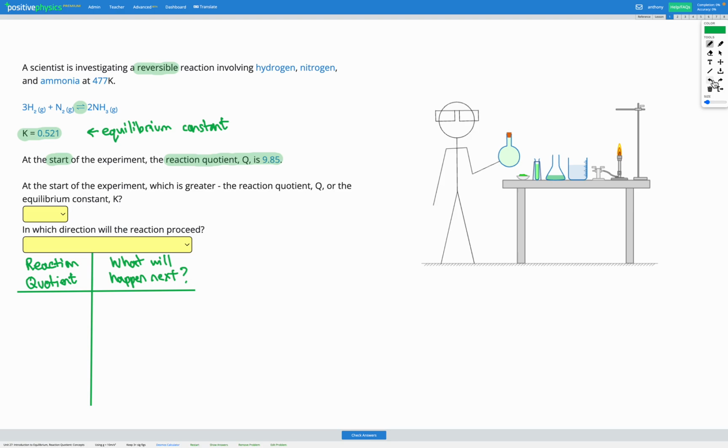So firstly, if our reaction quotient Q is equal to our equilibrium constant K, that's telling us we're already at equilibrium. Because remember, the equation for reaction quotient and equilibrium constant are the same thing. They're both the ratio of the concentrations of products and reactants. So if our Q value is equal to our K value, that means we're already at equilibrium.